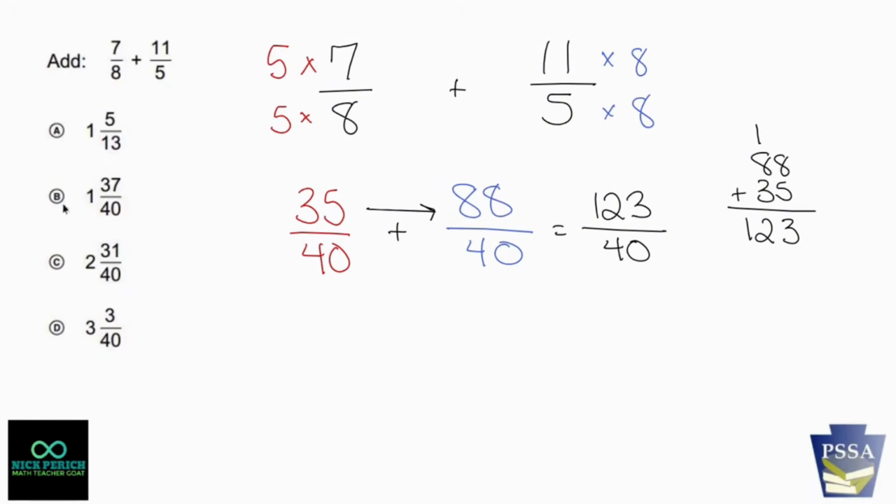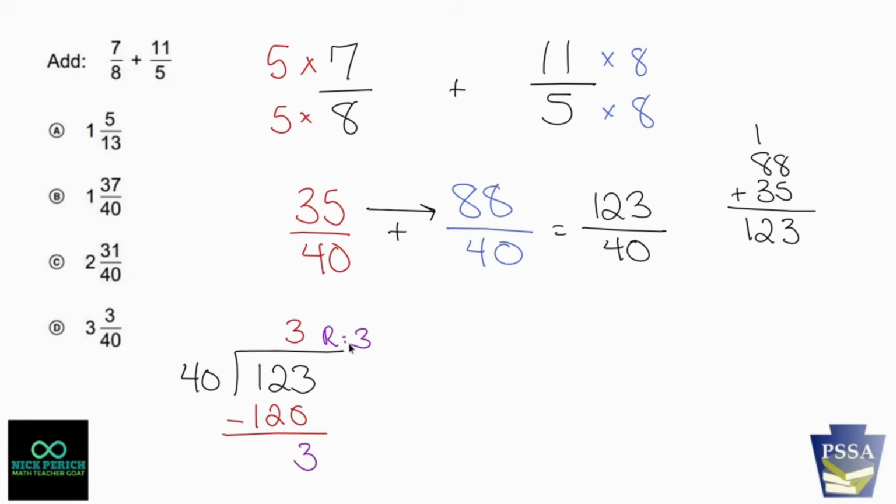So 123/40. Now they want you to answer this as a mixed number, so I have to do a little bit of division here. So I'm going to see how many times 40 goes into 123. Well, I know 4 goes into 12 3 times, so 40 probably goes into 123 3 times as well. So I'm going to take that 3 and multiply it to 40. I get 120. And then I'm going to subtract these two numbers. When I subtract these two numbers, I get a remainder of 3.